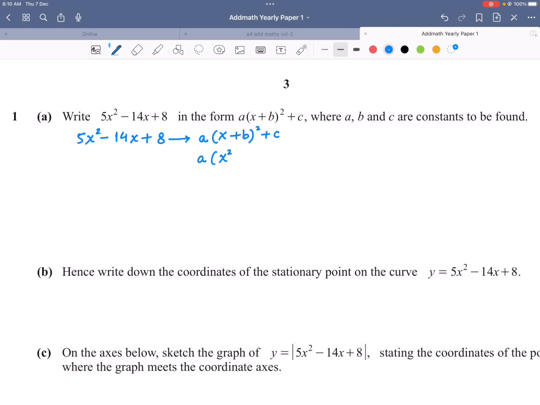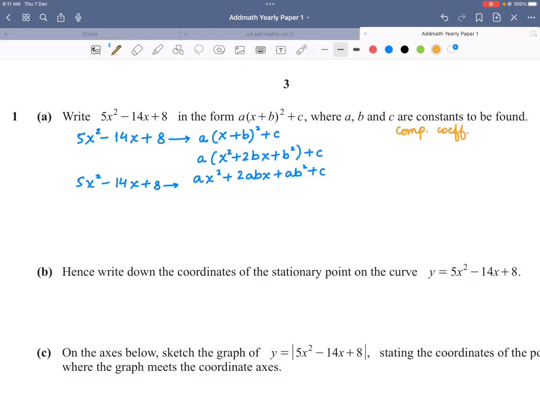It will be a(x² + 2bx + b²) + c. Now we need to multiply the bracket, so ax² + 2abx + ab² + c. On my left side we have 5x² − 14x + 8. Now the method we are going to apply here is comparing coefficients.